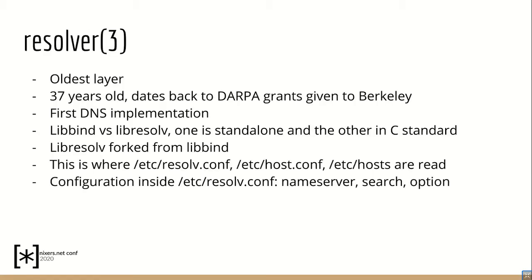The resolver layer is the oldest and most stable in our quest. It originates from 1983, almost 37 years ago, at Berkeley University. It comes from a project called BIND, Berkeley Internet Name Domain, which was sponsored by DARPA grants. And like the Berkeley socket that gave rise to the internet, it has now turned into much pain. It was the first implementation of the DNS specification. It got released in BSD 4.3, and today the BIND project is maintained by the Internet Systems Consortium, aka ISC.